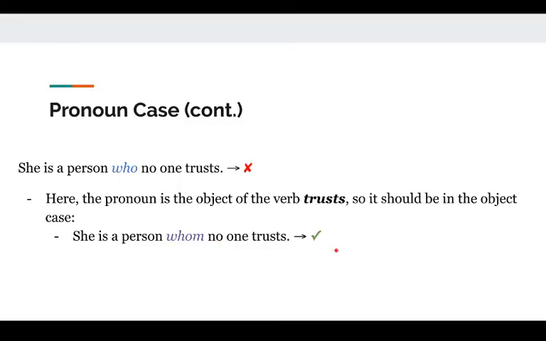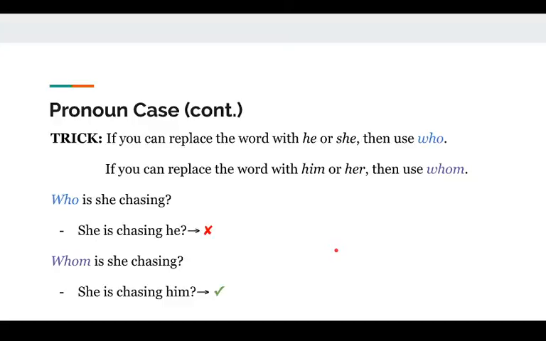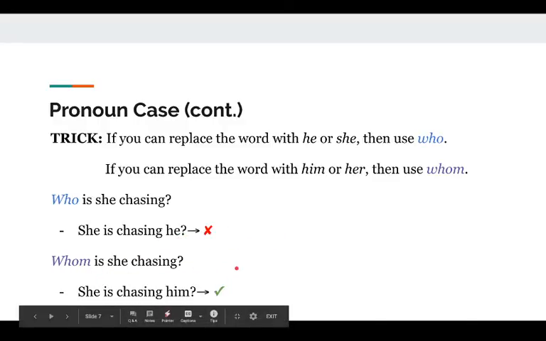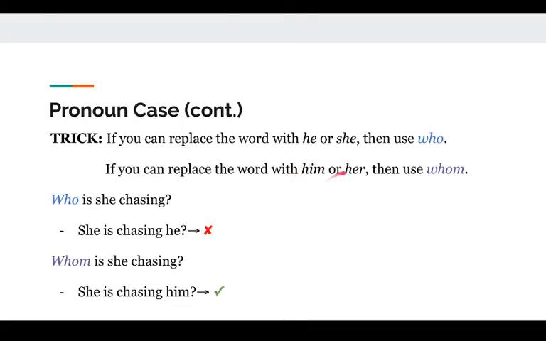So just to go over whom and when to use whom specifically, if you can replace the word with him or her, then you use whom. If you can replace the word with he or she, then you use who. So, for example, in the sentence, who is she chasing? You can ask yourself if it makes sense to say she is chasing he, which doesn't make sense. But if you use whom is she chasing, then you ask yourself, is she chasing him? Sorry, you should rearrange that. But it makes more sense to use him. So because you can replace the word with him or her in this case, then you use whom.